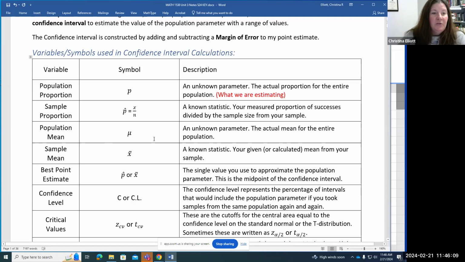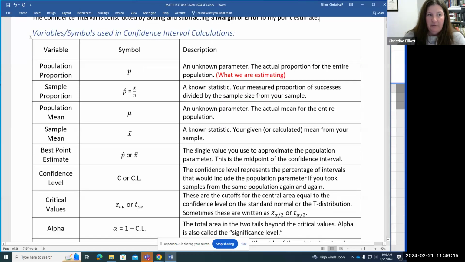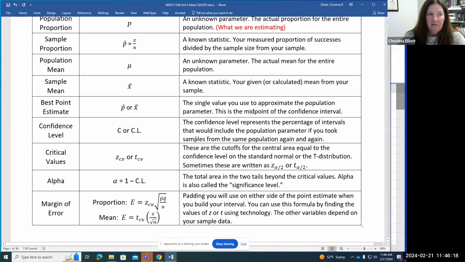There are also symbols here for population mean and sample mean. We're going to use those in the next section, when we're doing confidence intervals for a mean. Your best point estimate is that sample statistic, which in our case for proportions would be p hat.